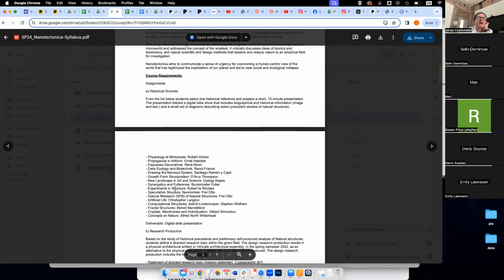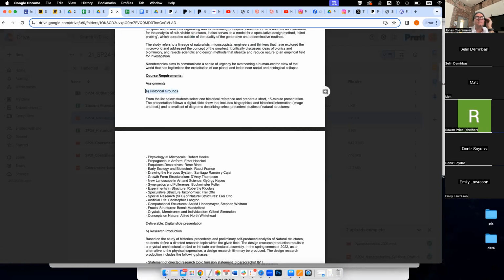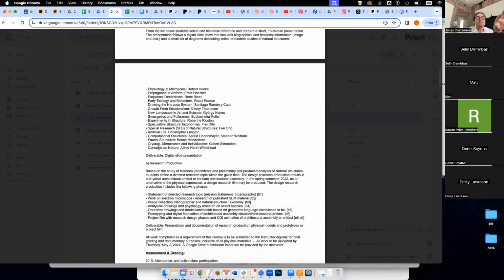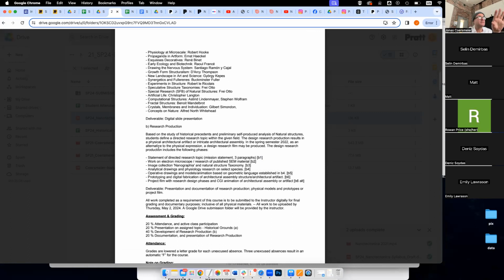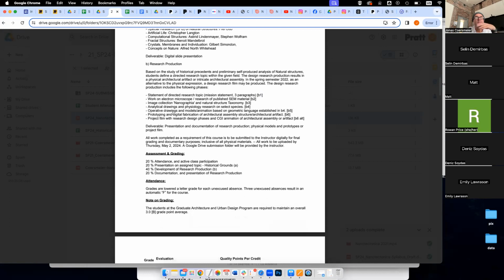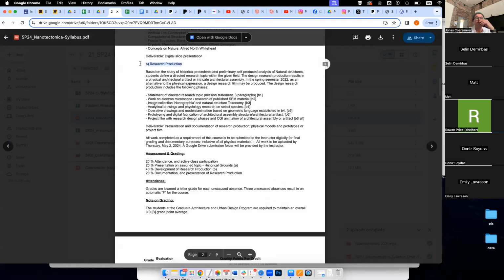And I just want to point out that it's basically two aspects of it in terms of what the requirements are. One is to do a little bit of a historical survey. And this is a very brief thing. This is not like a PhD thesis or anything like that. But it might help you to actually define a little bit your research interests. And the second one, B, is research production.